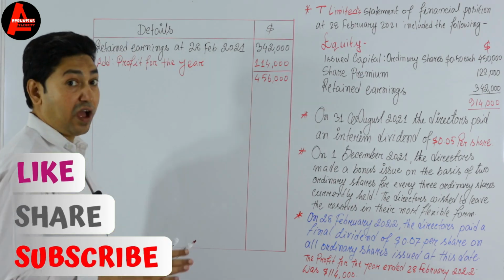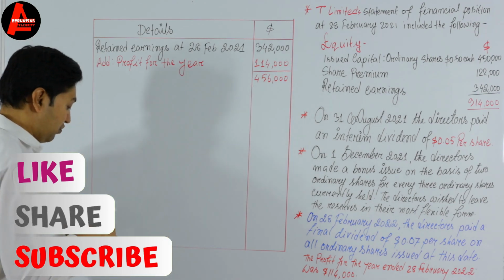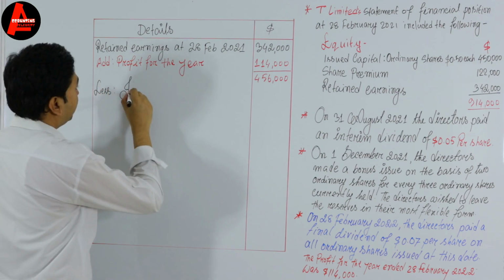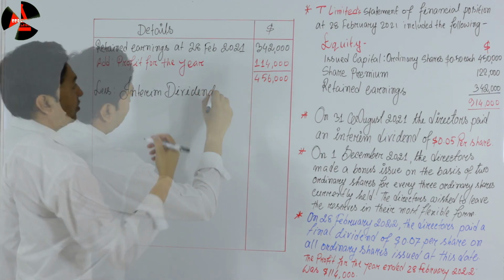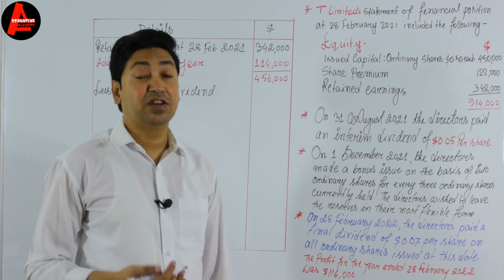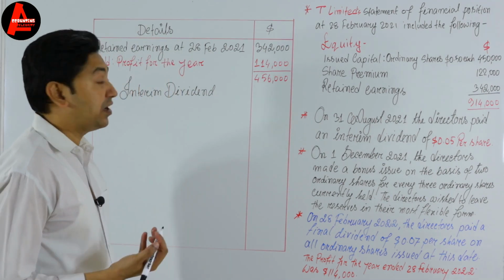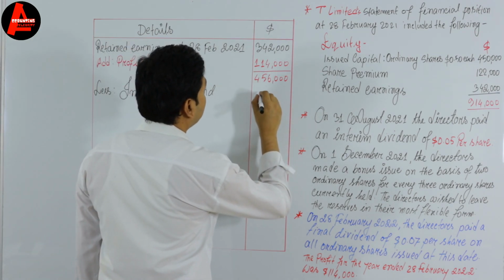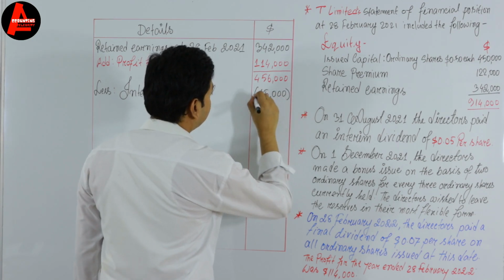Now from this amount we will subtract the interim dividend and final dividend. Then we have some more adjustments. First of all, we will write less interim dividend. We calculated the interim dividend as $45,000. Again, I recommend you watch this video and learn how we calculate it. So we will write here $45,000 and subtract this amount.